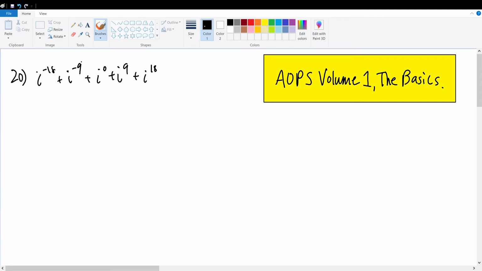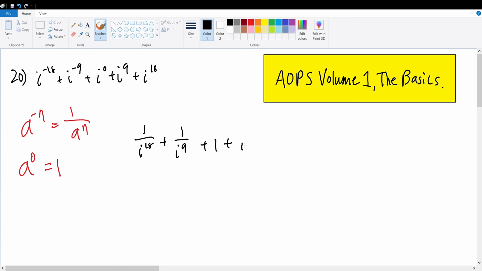To evaluate this, we just need to apply some exponential properties, which is that any number raised to the negative n exponent will be equal to 1 over a to the nth power, and any number raised to the 0 power will be, by definition, equal to 1. So we can apply it to find our evaluation of number 20. This becomes 1 over i to the 18th plus 1 over i to the 9th plus 1 plus i to the 9th plus i to the 18th.